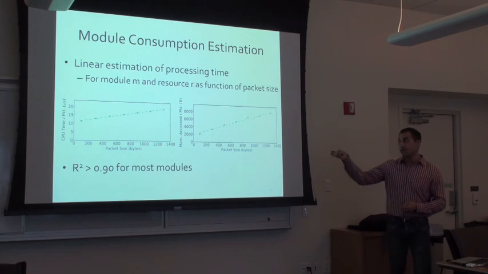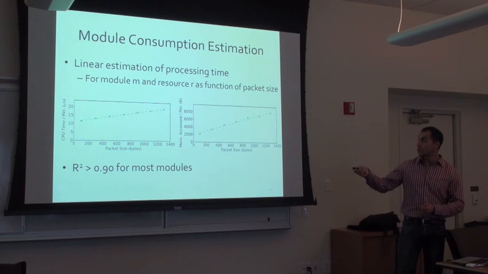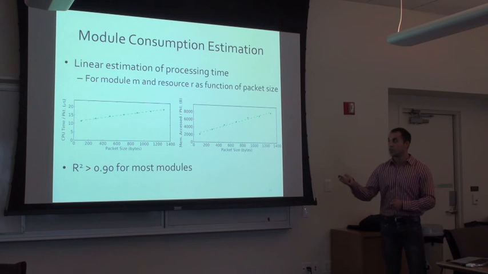But here I think one could follow up and do smarter things. You could do, for instance, occasional probing using CPU counters to get more accurate estimates than this very simple linear thing that we use. Also, this linear thing will break down for certain other resources like disk, which hopefully you're not using that much in a router, but yeah.